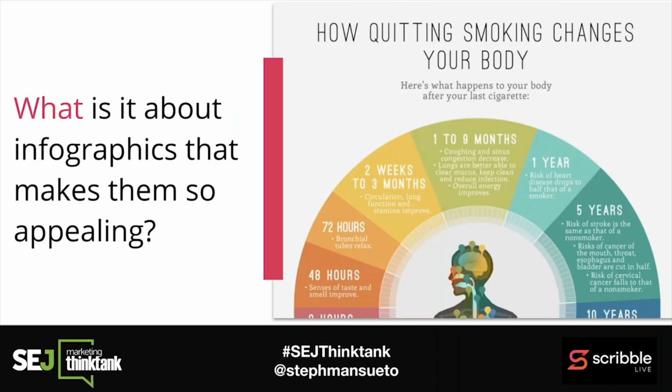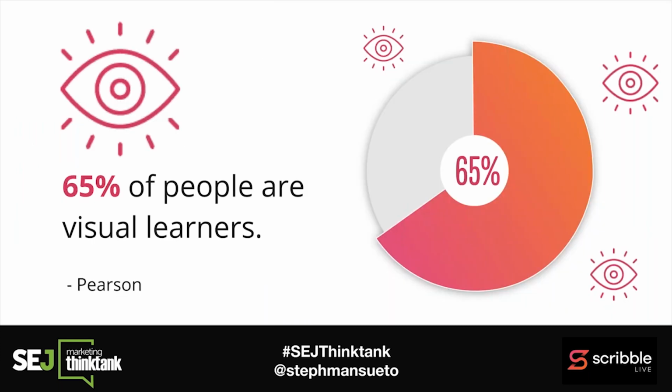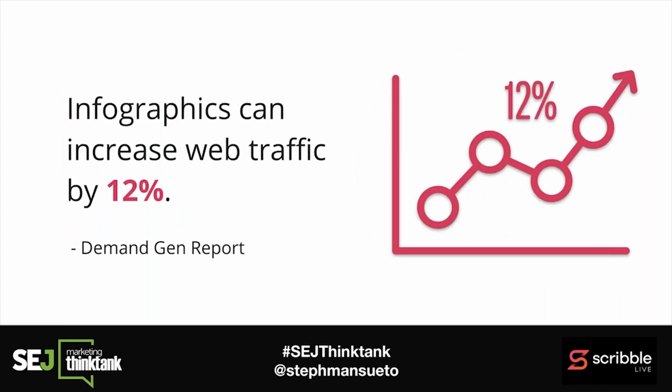So what is it about infographics that make them so appealing to not just web users, but marketers as well? Well, for starters, research tells us that 65% of people are visual learners. And since infographics are mostly graphical, it's easy to understand why people find them so engaging. And if people like them, then obviously marketers are going to use them. Infographics have been known to increase web traffic by 12%. And often that web traffic is coming from social media platforms where that infographic was shared and promoted. And 12% from one content type is a really impressive uptick in traffic.